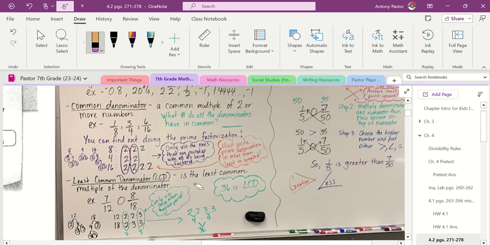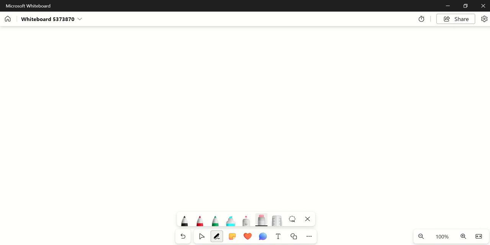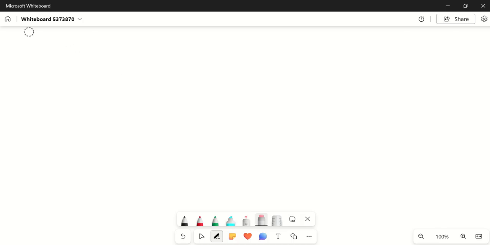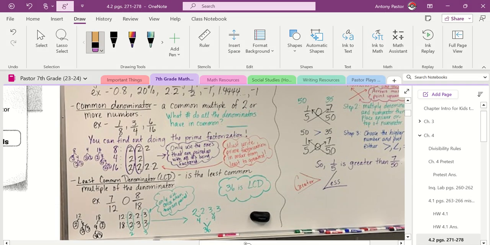Least common denominator is the smallest denominator that they can have together. Another way of saying this is the least common multiple of the two. And there's the example that I just erased, and now I kind of regret doing it. But let's go ahead and redo this.